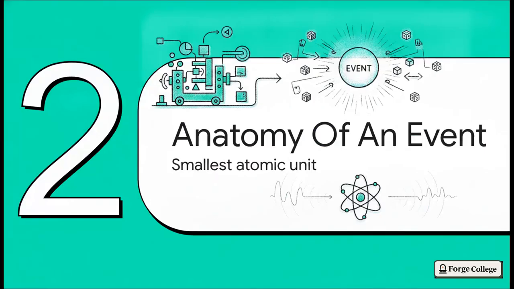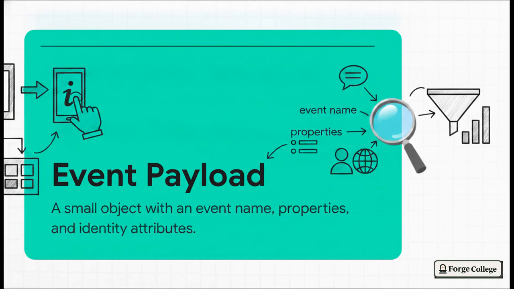Moving on to section 2, anatomy of an event. To build a reliable machine, we have to understand its absolute smallest atomic unit, and that is the event payload. Every single time a user interacts with your dApp, they generate one of these. Think of it as a tiny, strictly typed dossier that holds exactly 3 things. First, the event name, what actually happened. Second, the properties, the specific, juicy contextual details of that action. And third, the identity or context attributes, who exactly is furiously clicking this button and where they are doing it. You have to design this payload with total precision so your analysts can easily pull metrics from it later on.